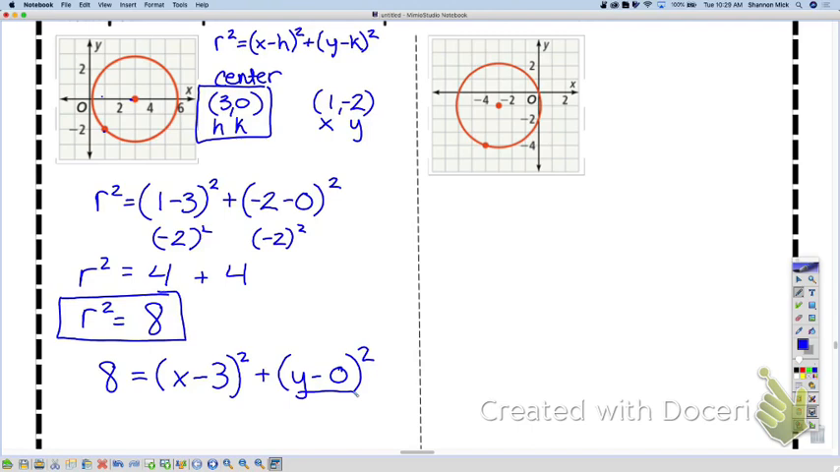If 0 is going to be 0 every time, does it need to be there? You can leave it if you want. If I have y minus 0, isn't that just y? Yes, I will let you leave it like that.